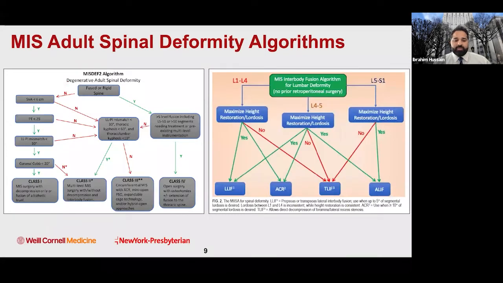These are two studies that have come out of the ISSG, the MISDEF2 and the MISA, which I think are excellent sources, which I encourage all surgeons to read about. It provides a rational framework for which patients you can actually treat with minimally invasive techniques based on their radiographic parameters, and also which interbody techniques you should use based on the ultimate goal of surgery.